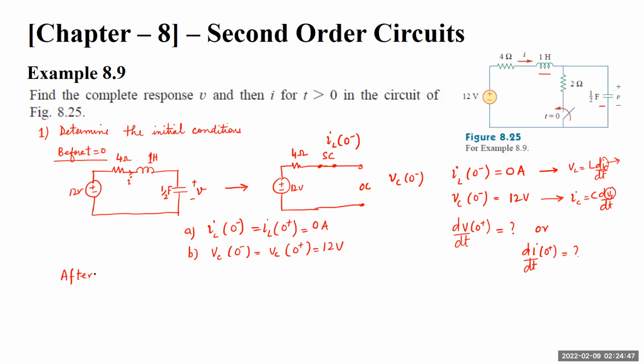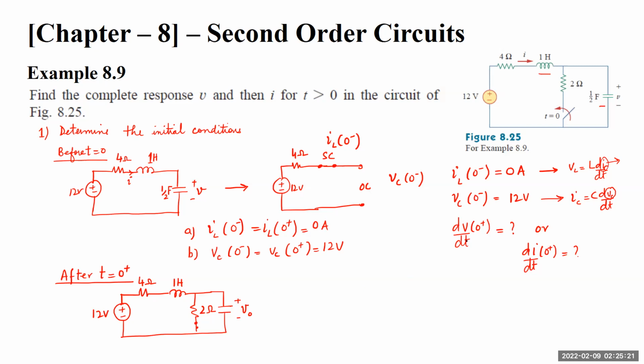For finding dV/dt at 0+, it means that our circuit has been switched. So just after switching, the equivalent circuit will look something like this. This is plus minus V naught, this is my 1 Henry inductor, this is 4 ohms, this is 2 ohms, and my switch is closed. This is the 12 volt battery.